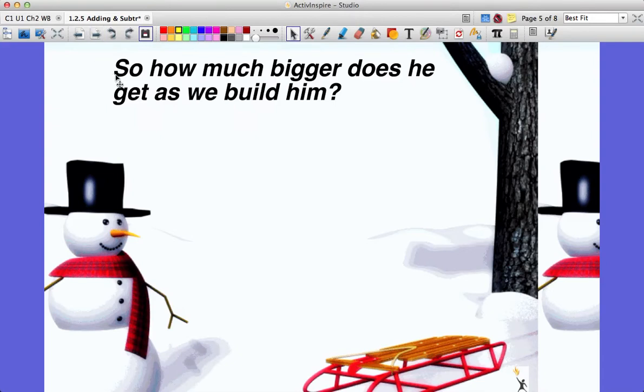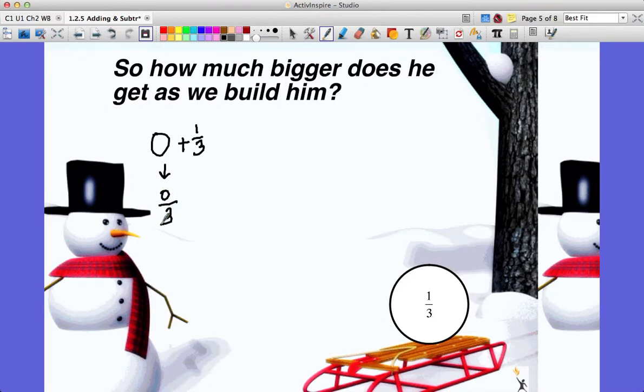Okay, so how much bigger does the snowman get as we build him? If we start with 0 and we add 1/3 of the body, because it's not the whole thing, we can't say we add 1. It's 1 out of the 3 pieces that we need. If we're doing 0 plus 1/3, well, this 0 actually means 0 pieces out of 3 plus 1 piece out of 3. How many pieces do we have here? Well, we have 1 out of 3. So 0 plus 1/3 would be 1/3.